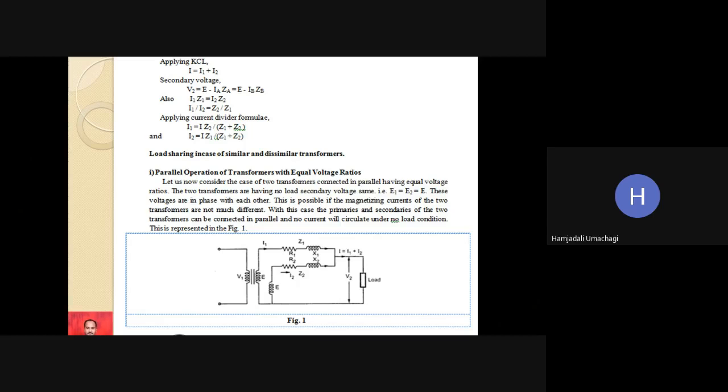That is the meaning. The condition here is that both the transformers' magnetizing currents are the same. With that condition, the induced EMFs will be the same. E1 will be equal to E2, that is equal to E, and no current will flow under no load condition.